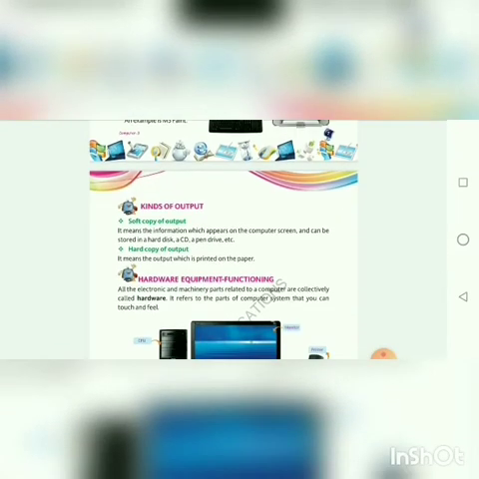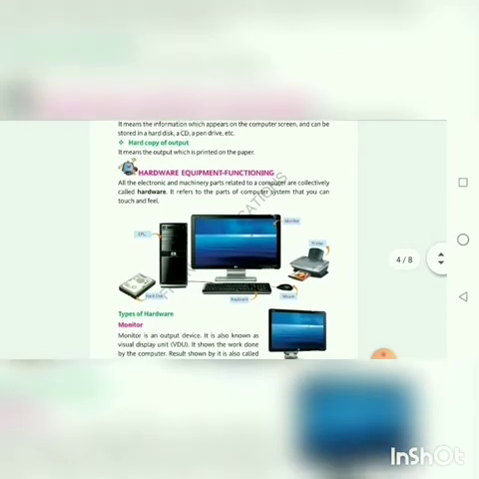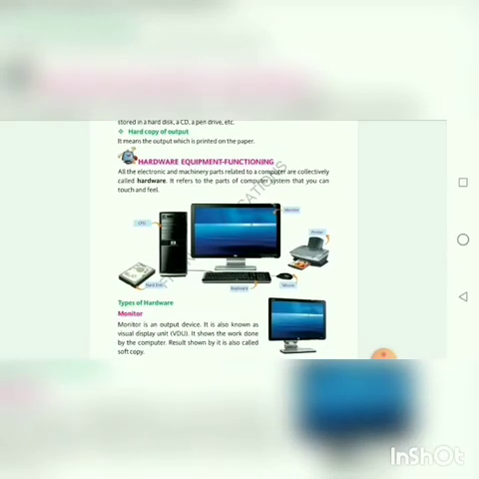First, soft copy or output copy. It means the information which appears on the computer screen and can be stored on hard disk, CD, pen drive. Second, hard copy or output. It means the output which is printed on paper. Where is it printed? On paper.